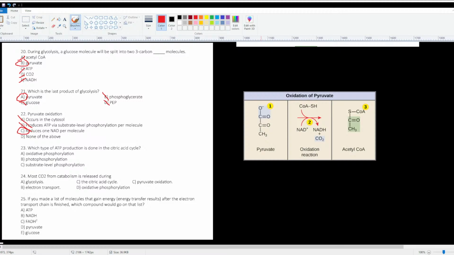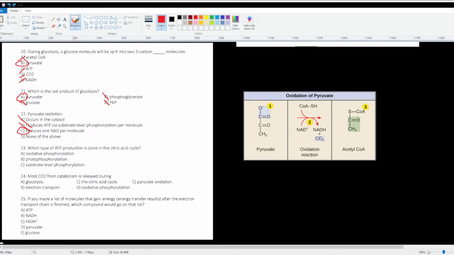So when we're talking about pyruvate oxidation, well, something needs to be reduced if pyruvate is being oxidized, and in this case, NAD will be reduced. We're taking one pyruvate. For each one pyruvate, we're making one NADH from one NAD+.